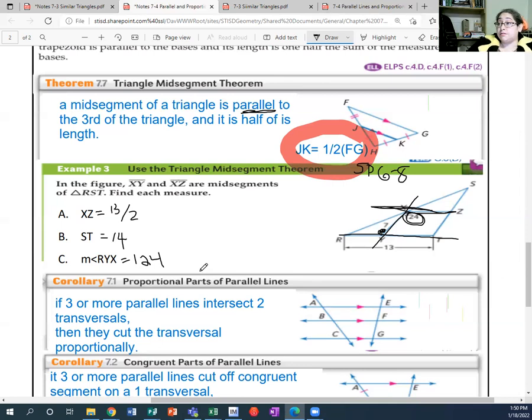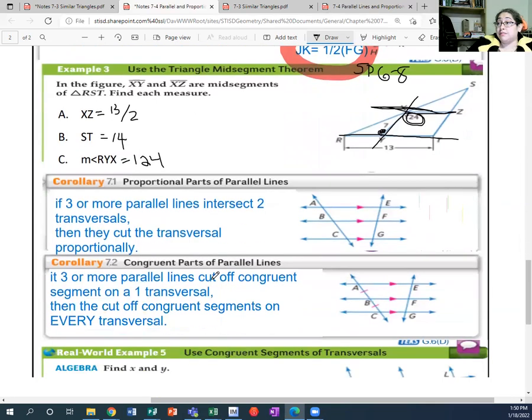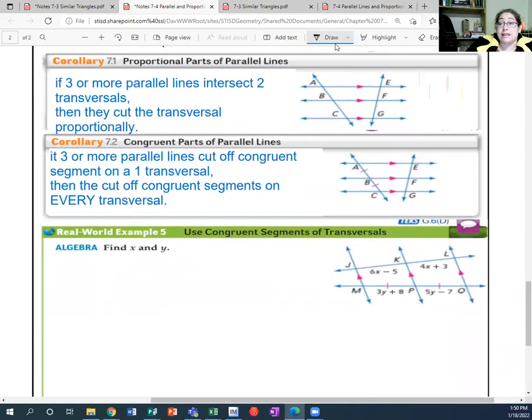Questions? We're okay? All right, last section. Let me see which questions it is. This is questions 9 and 10. 9 and 10 use these 2 corollaries. A corollary is some statement that you can make that immediately follows from some other information you've been given, usually a postulate or a theorem.